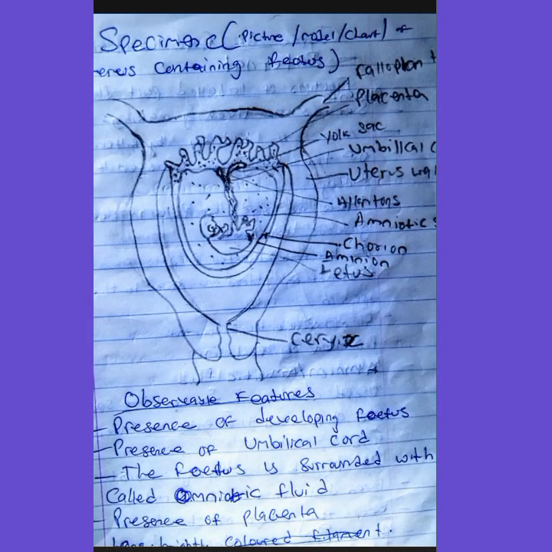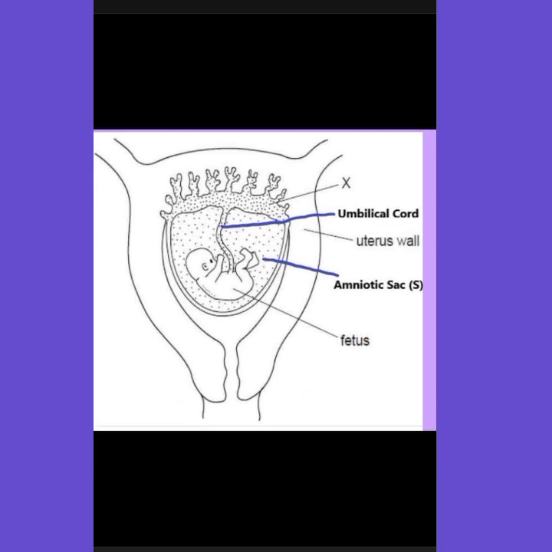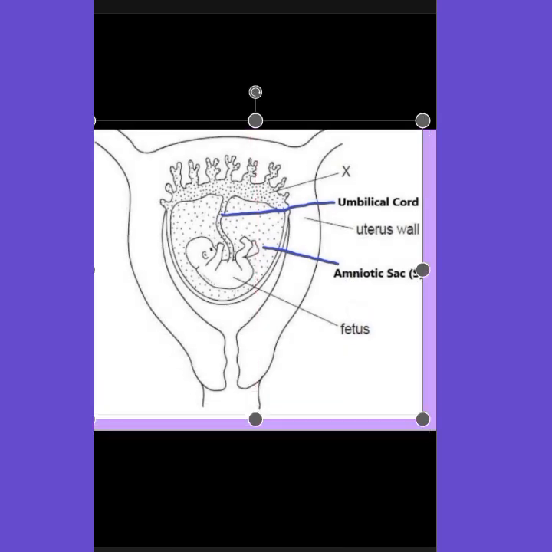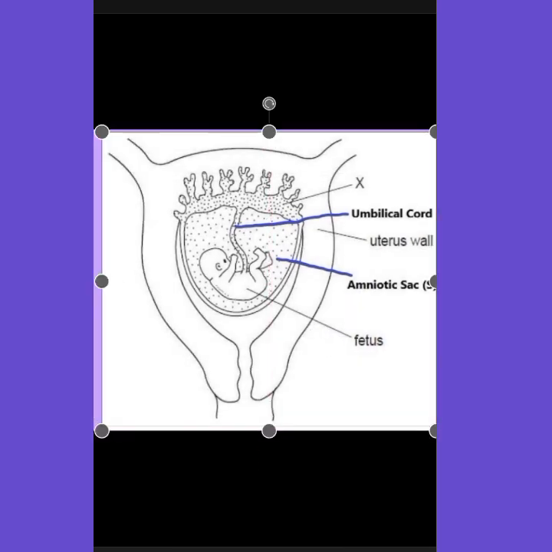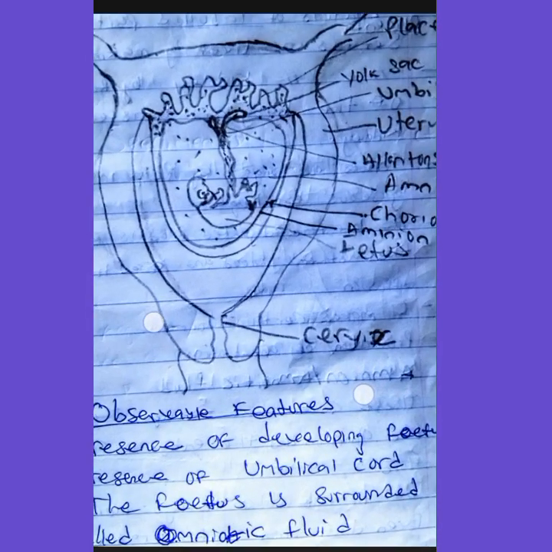Now let's move to specimen C. Specimen C is the uterus, or womb, containing a fetus. Here is the diagram of the uterus containing the fetus. Here is the umbilical cord. Here is the uterus wall. Here is the amniotic sac. Here is the fetus, that is the baby. And this one labeled X is the placenta. Here is the cervix.